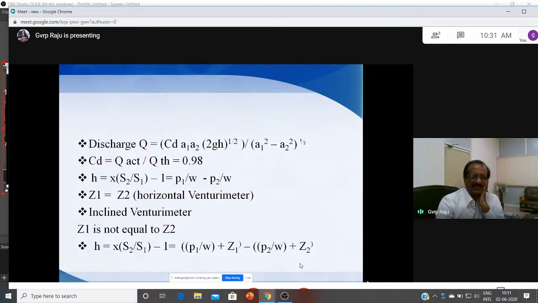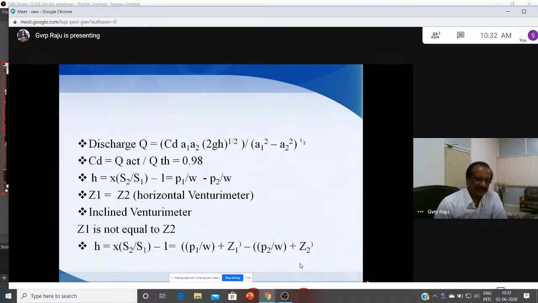H is equal to x times (S2 by S1 minus 1). S2 is the specific gravity of the manometric liquid, x is the displacement of the mercury, and S1 is the specific gravity of the liquid or fluid flowing. This is equal to the pressure difference between two points when the horizontal venturi meter is connected to a horizontal pipe. Here Z1 is equal to Z2.